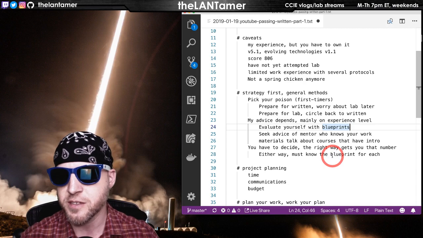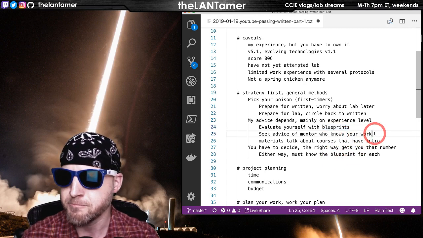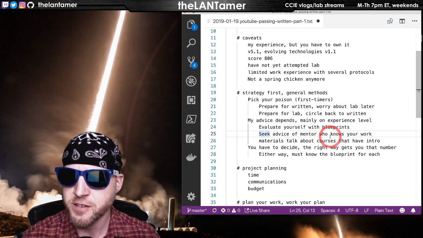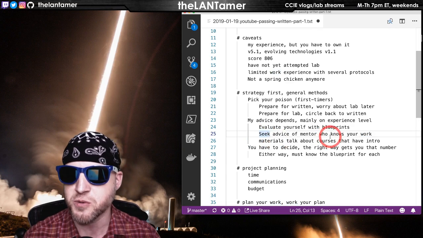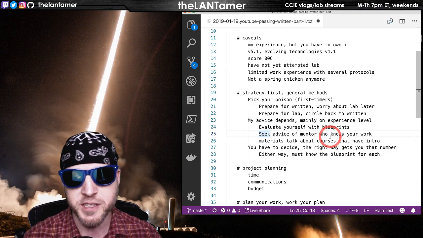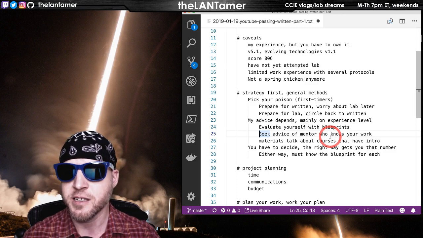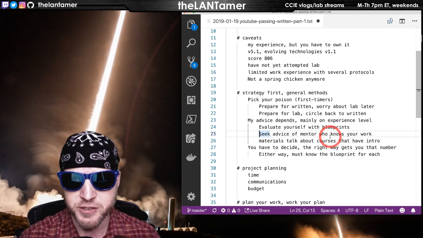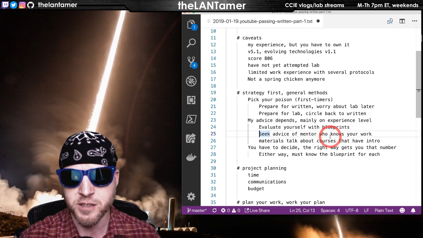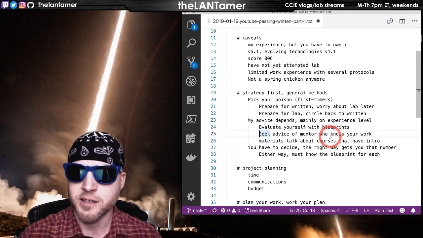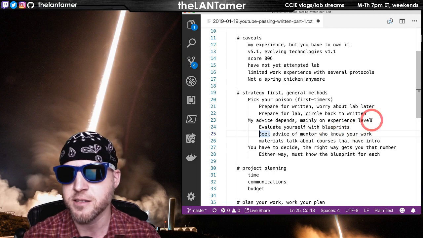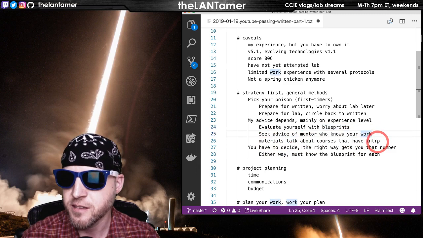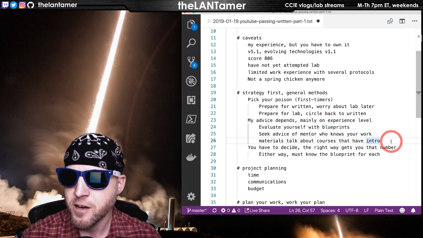So you can actually look at those blueprints and compare. Or you can go online and find them, Google them, or on Cisco's site. The other thing you could do is just seek advice of a mentor who hopefully is a CCIE, has passed both the written and the lab, and that knows you and knows where you're at. And if you have someone like that, that's great. Then ask them what they think, and take that into account.